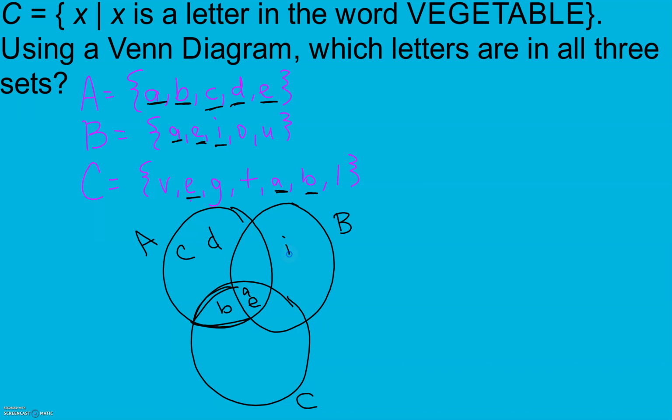I is just in B. O is just in B. And U is just in B. V is just in C. G is just in C. T is just in C. L is just in C. Again, keep in mind, we want to make sure everything is accounted for exactly once. So A, B, C, D, E.